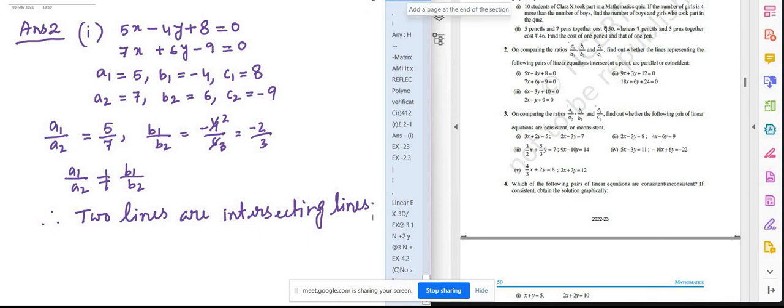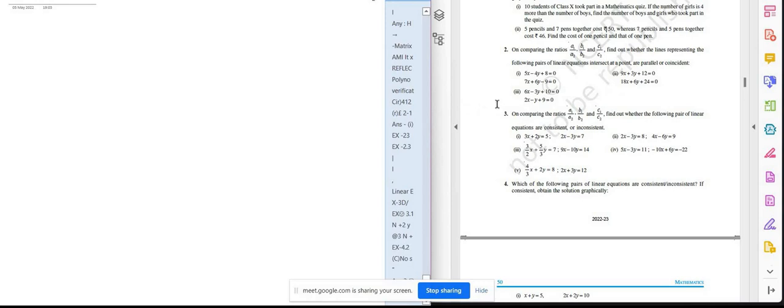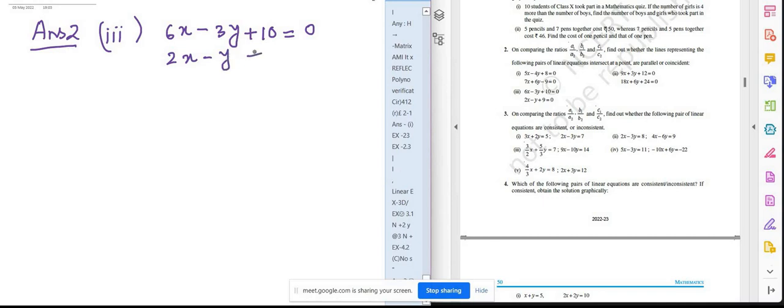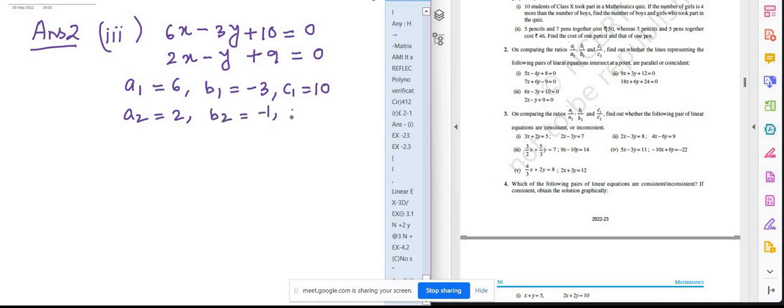Okay. Now third one I am showing. Second one you will do by yourself. Third one I am showing. Question number 2. Now third question, 6x minus 3y plus 10 equals to 0. 2x minus y plus 9 equals to 0. So here first write A1 equals to 6, B1 equals to minus 3, C1 equals to 10, A2 equals to 2, B2 equals to minus 1 and C2 equals to 9.